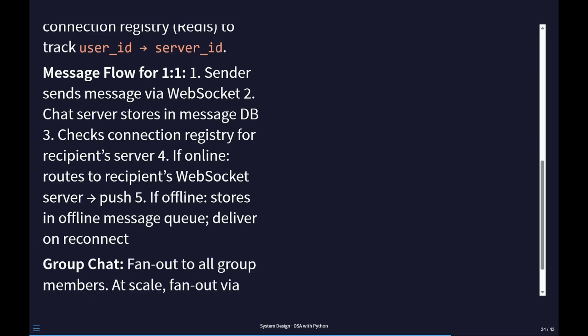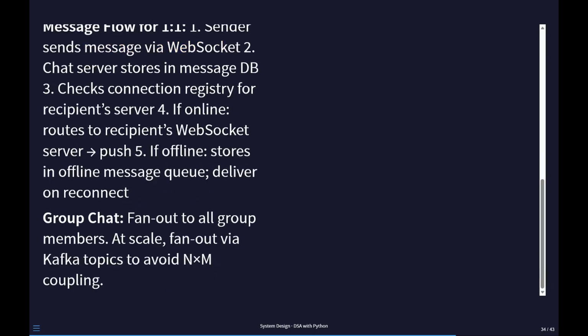Offline delivery. If Carol is not connected, her message goes into an offline message queue. When Carol reconnects, the server delivers all pending messages in order, before resuming real-time messages. Group chat: fan out. When a message goes to a group with 1,000 members, you need to deliver to up to 1,000 WebSocket connections, potentially across many servers. At scale, do this fan-out via Kafka topics, to decouple the write speed from the fan-out speed.